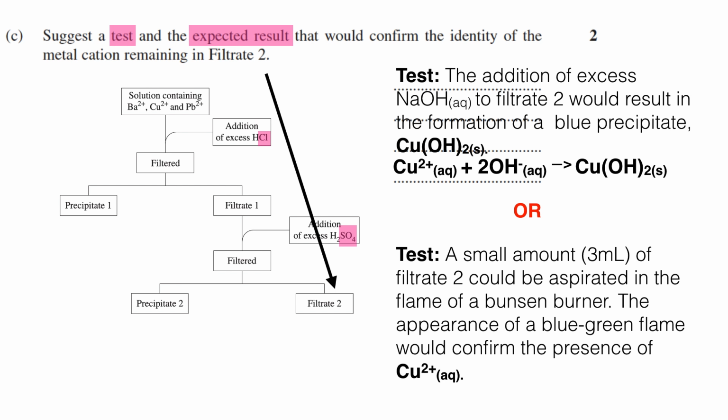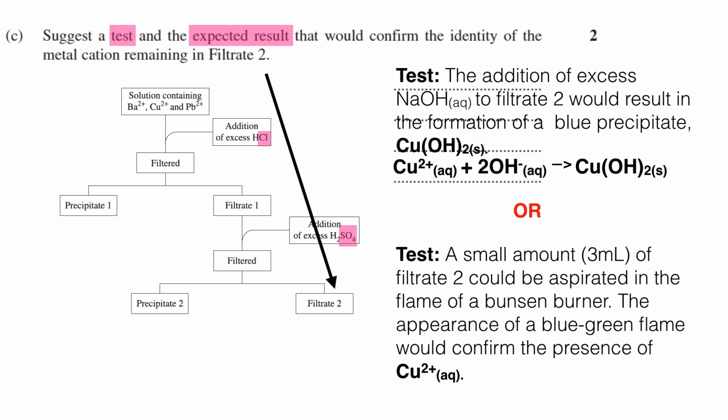The appearance of a blue-green flame would confirm the presence of copper 2+. The test is the flame test. You've named the test and you've given the expected result. You've demonstrated your understanding that a unique blue-green flame colour would result if copper ions were present.